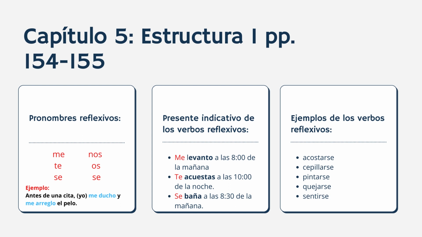Okay, so to say that people do something to or for themselves, you're going to use reflexive verbs. So, for example, washing one's hands and brushing one's hair are reflexive actions because the person doing the action also received the action of the verb. Okay, so as you can see, an example here, antes de una cita, yo me ducho, or you could say me ducho, y me arreglo el pelo. Me ducho obviously is an action that you are performing upon yourself. Me ducho is I shower myself, me arreglo el pelo, I fix my own hair.